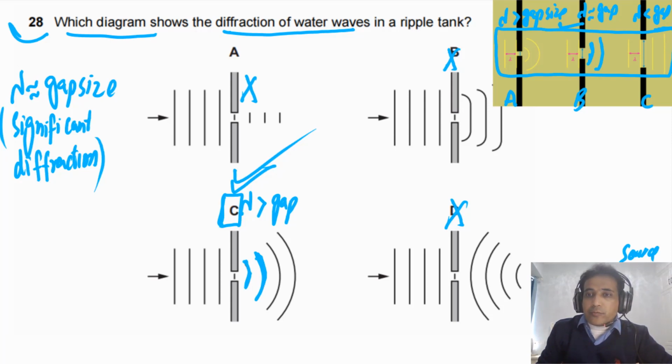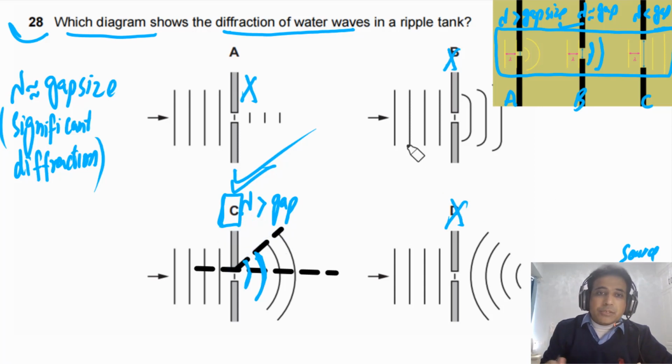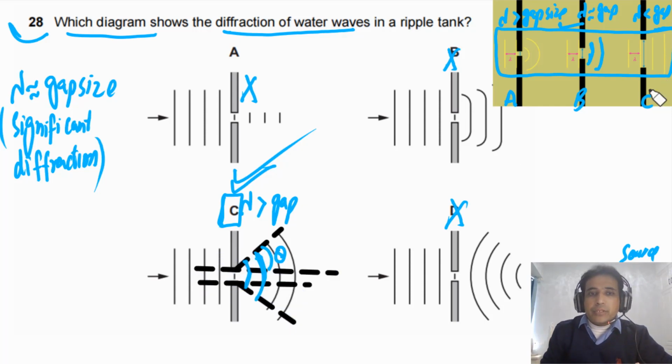So this is the angle of diffraction. If we draw the line from here, this is the angle of diffraction, and this angle is important. If this angle increases, it means diffraction is increasing. We can also draw a line here, so we can see how much diffraction there is. So we can compare: if this angle is increasing, diffraction is increasing. If this angle is decreasing, diffraction is decreasing.